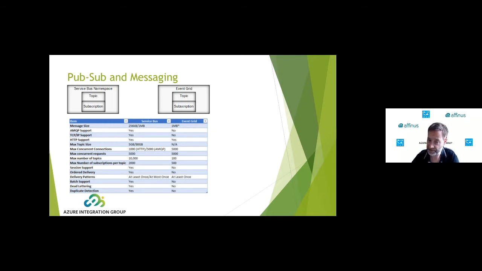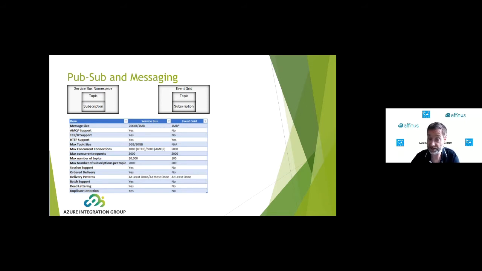Maximum number of topics is an interesting one. You've got 10,000 topics you can have in a Service Bus namespace, but you've only got 100 custom topics you can have in Event Grid. So the numbers keep going down. Some of the important things for us, though, are the fact that, and we'll talk about this in a minute, what these things are. So session support. Sessions allow us to do ordered delivery and correlation and things like that, convoys. All that is in Service Bus. We don't get session support at the moment in Event Grid. So that means we also don't get ordered delivery.